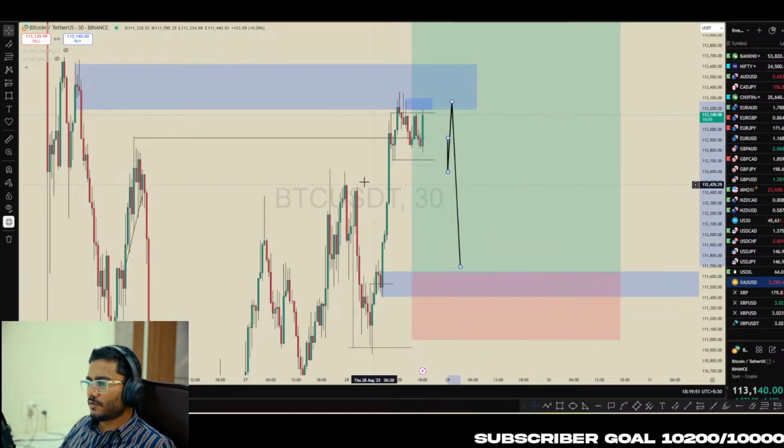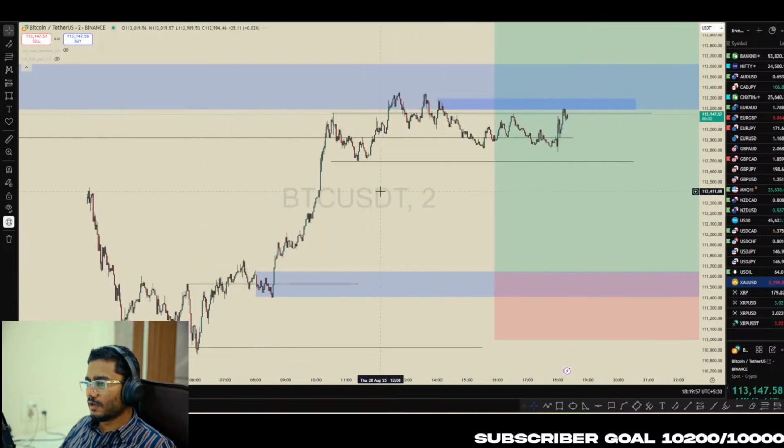So on BTC, we wanted price to tap and break this previous low, which is this structure. It has tapped this order block.